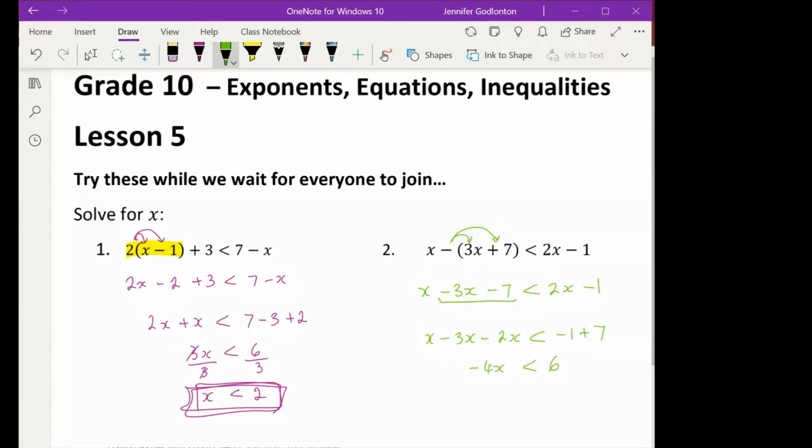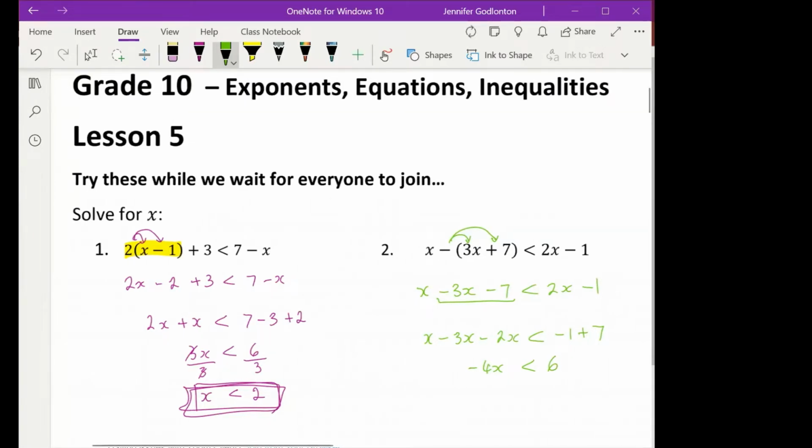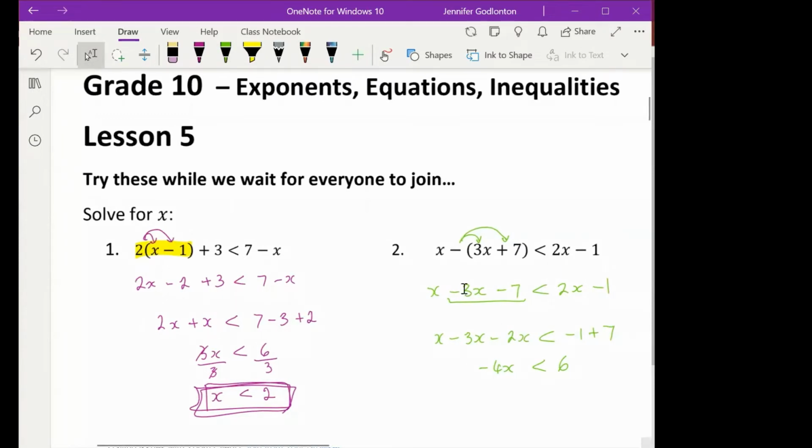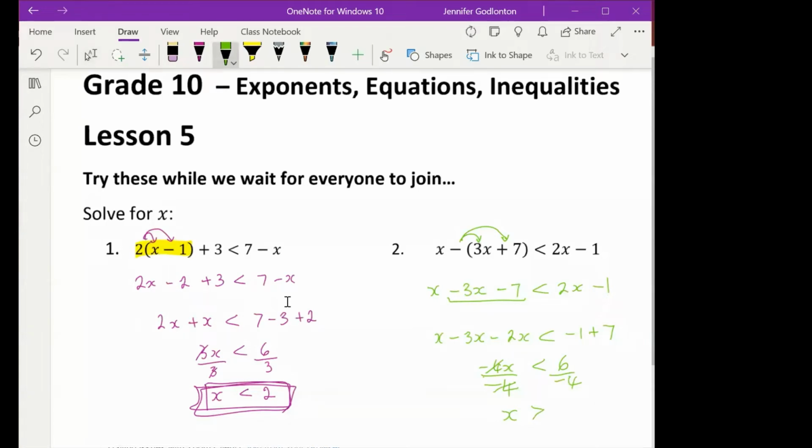What happens when I divide by a negative? What happens to my sign? It changes. Yes, it flips. When we divide by a negative, our sign flips over. So I'm going to divide by negative 4 on both sides. Those are going to cancel. I have my x. My sign is going to flip. I have 6 divided by negative 4, which is going to be negative 3 over 2. Okay, and that would be my answer. So make sure your inequality sign is the same as mine. And if you got that right, let me know.